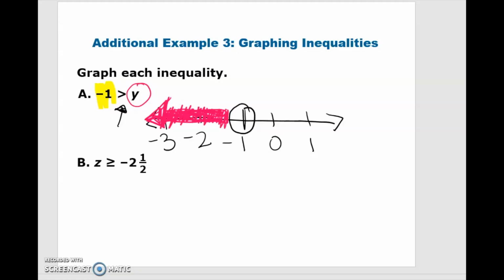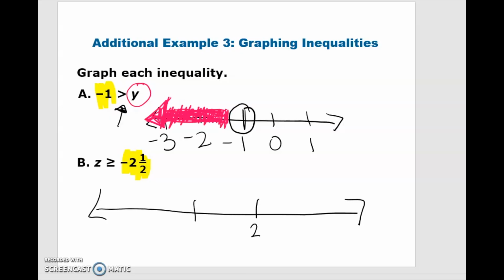Okay, let's try another one. So again, I'm going to draw my number line. And again, normally I put this number right in the middle, although it's a fraction. So what I'm going to do is I'm going to put negative 2 and negative 3 right in the middle. And then I'm going to put negative 1, 0, negative 4.